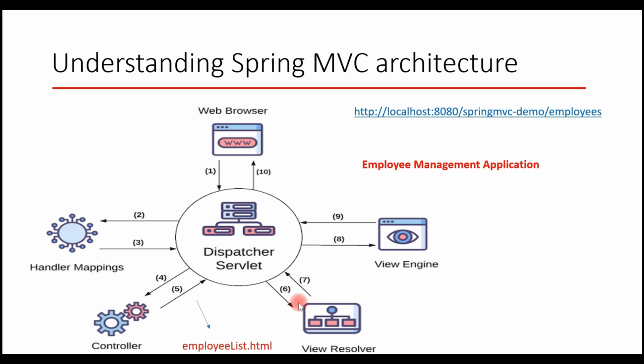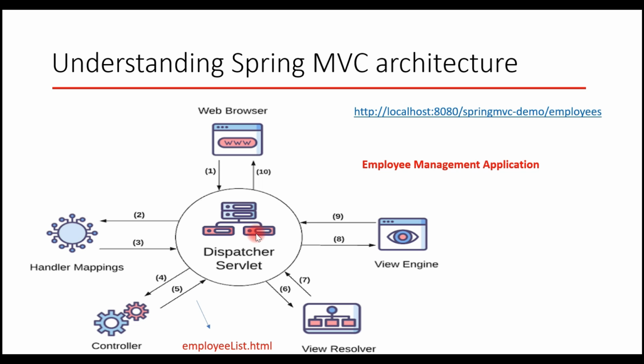Now in the sixth step, the dispatcher servlet gives a view name to the view resolver to get the actual view location. Okay, now the view resolver is responsible to identify the actual view location, and it will send the view and the extension back to the dispatcher servlet. Alright, so this is the seventh step.